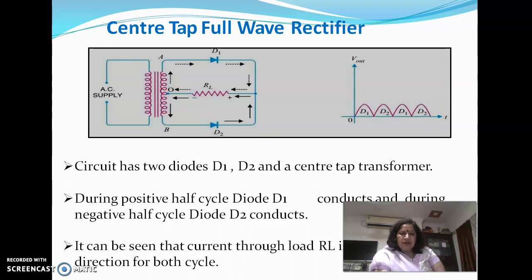Is it clear to you? Same way, whatever input we apply during the positive half cycle, same will appear at the output and the diode D1 will be conducting. During the negative half cycle, reverse process will occur. End A will become negative and B will become positive. Result will be diode D2 will become forward biased, D1 will become reverse biased.